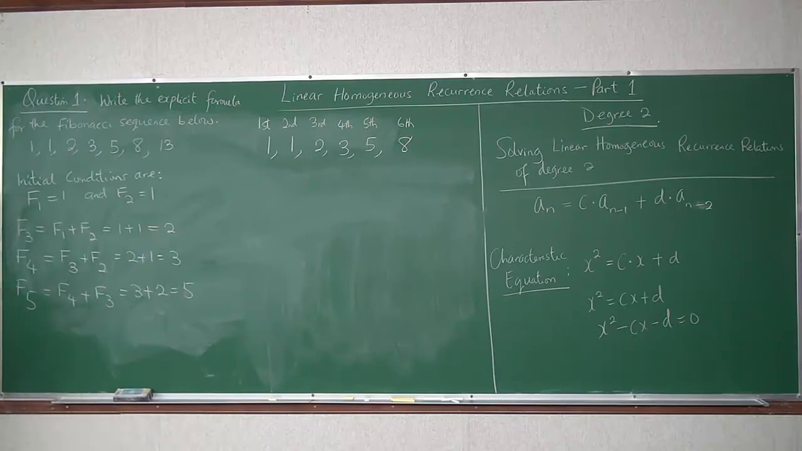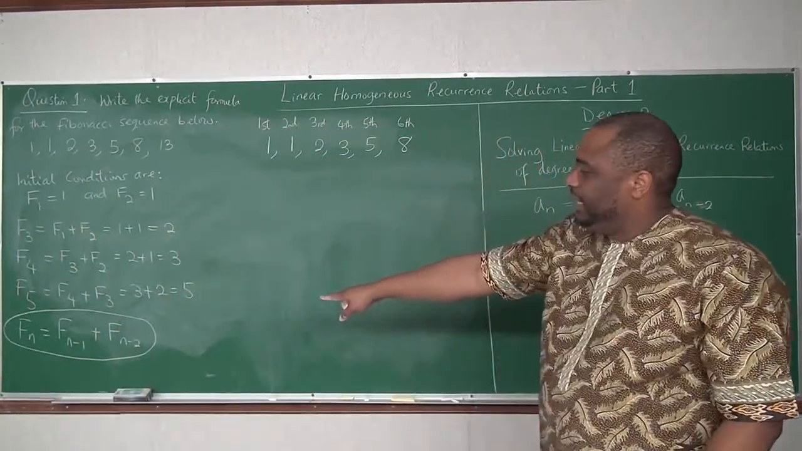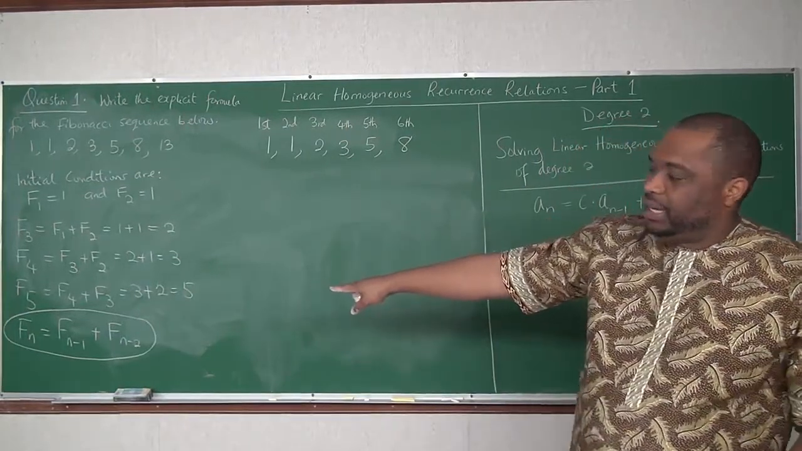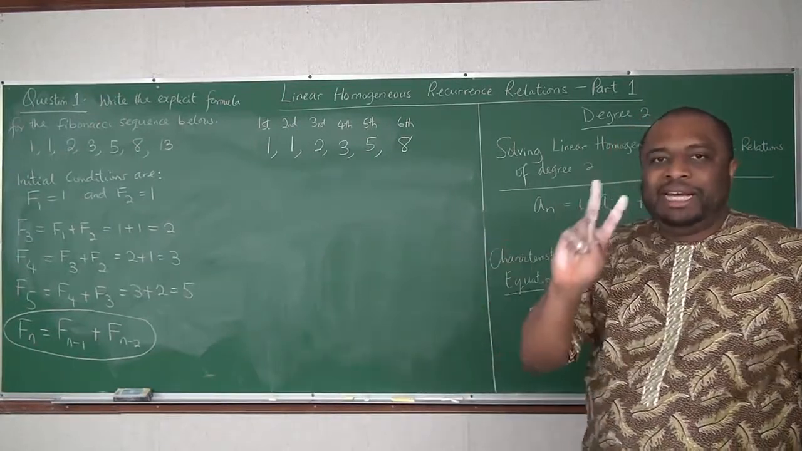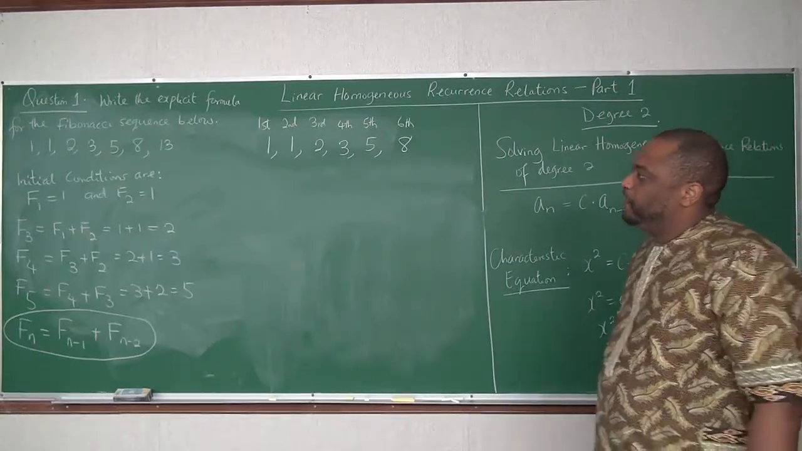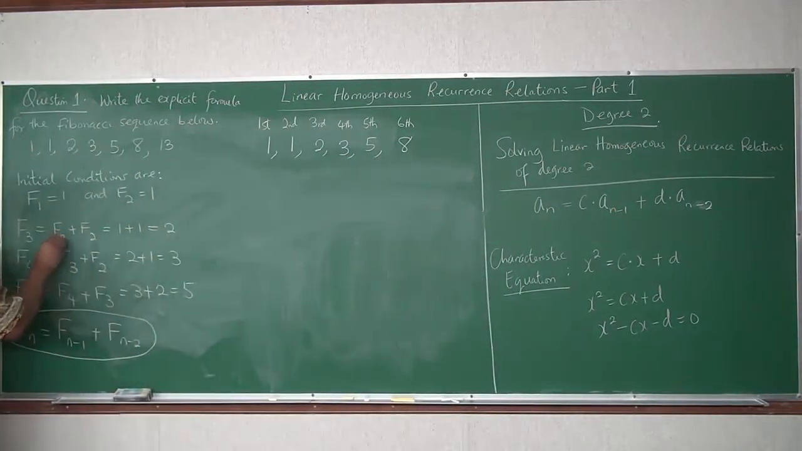So we could say from here that the nth term, F subscript n, is equal to the previous term, n minus 1, plus n minus 2. Okay, this is the recurrence relation. As you can see here, this is the linear recurrence relation. Linear homogeneous recurrence relation, degree 2. Actually, if you want, you can say the third term to be the second plus the first, since we do it that way.